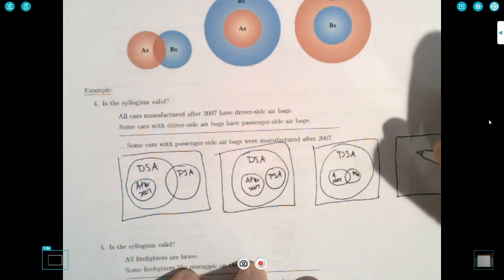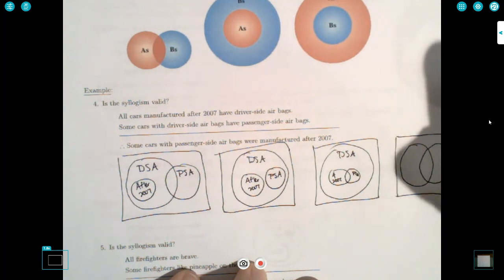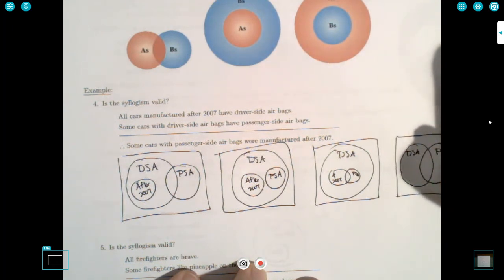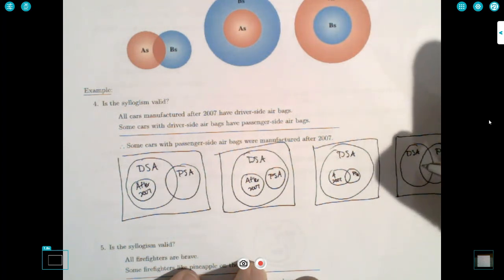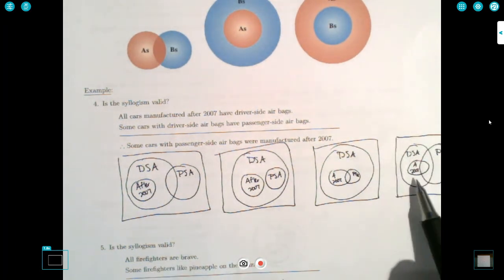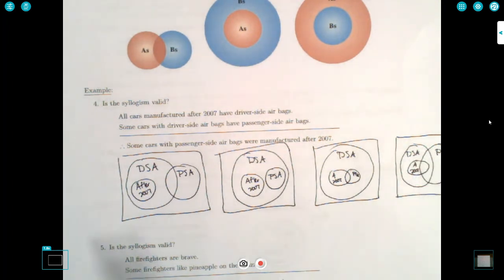Okay, maybe it's more like driver side airbags, passenger side airbags, and then maybe cars manufactured after 2007. Looks like that, right? Because after 2007 is still contained entirely inside of the driver side airbags, but you also have some driver side airbags with passenger side airbags, right? So all of these are possibilities.